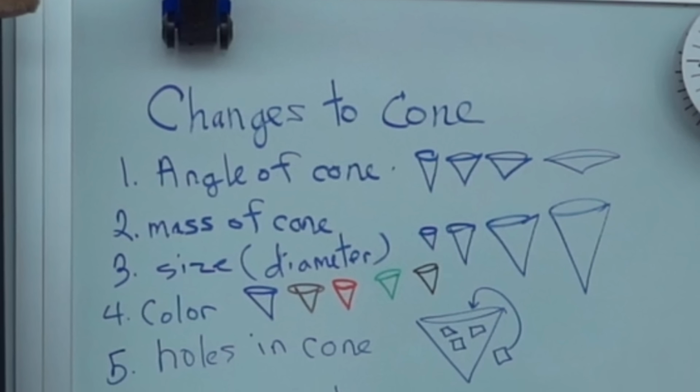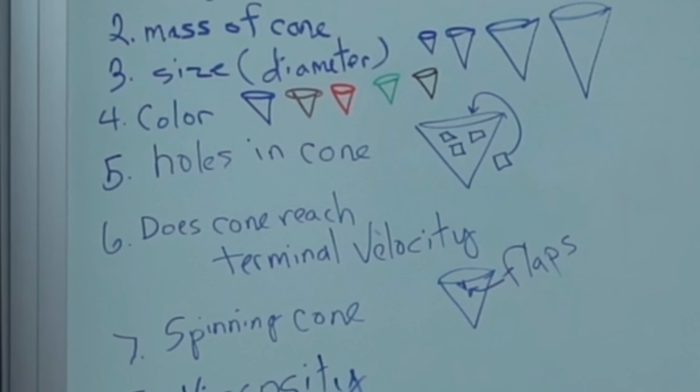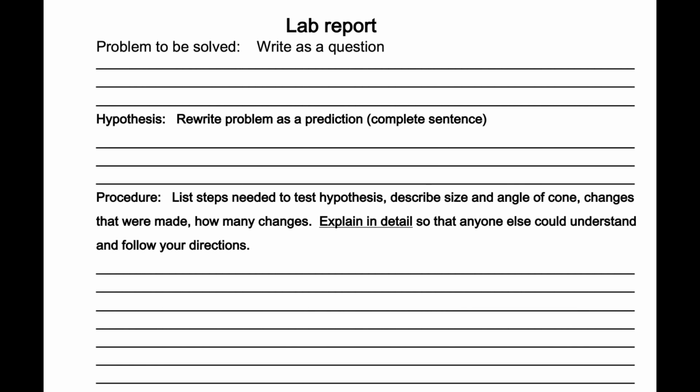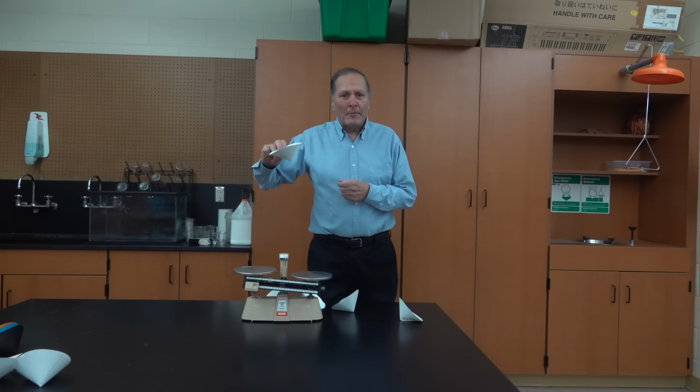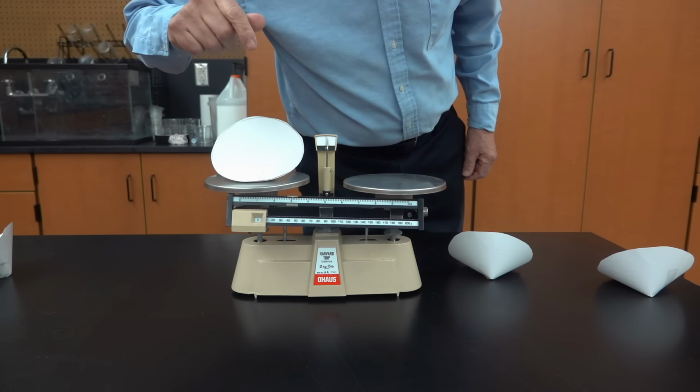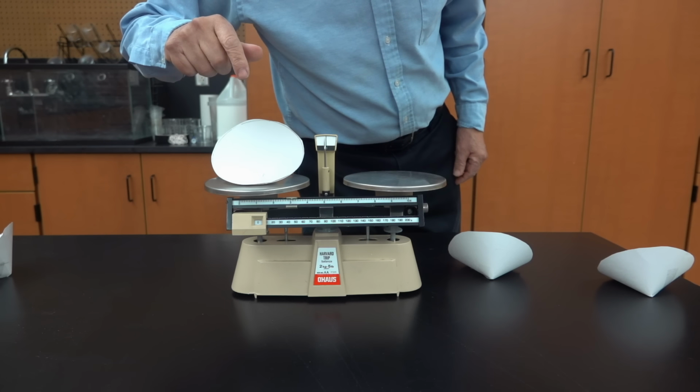I have students work in pairs. They pick a problem, make a hypothesis, and then go about coming up with a procedure to test for it. Usually one of the first possibilities suggested is let's change the mass of the cone. And if we measure it, it looks like it's about 3 grams.